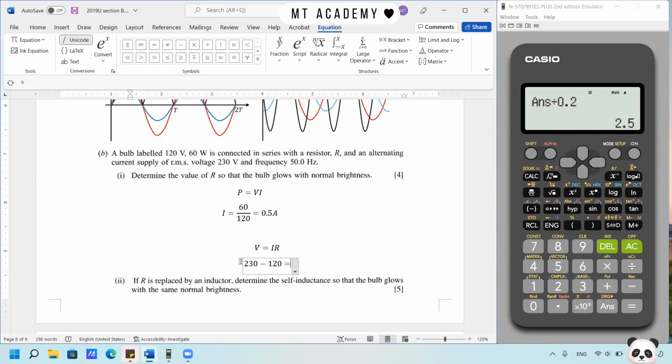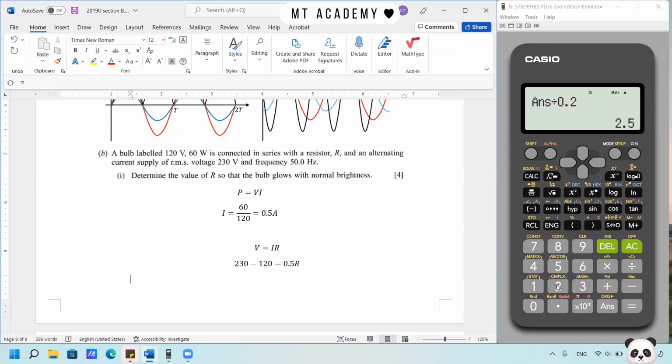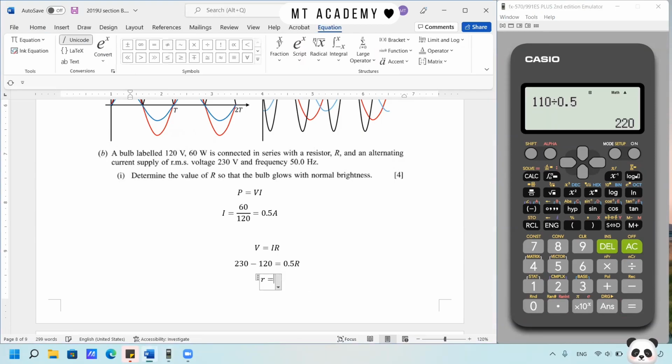And the current, so they are in series, so the current is also the same, 0.5 ampere multiplied by the resistance. So we have 230 minus 120 is 110, divided by 0.5. And you would have the resistance of R as 220 ohm.